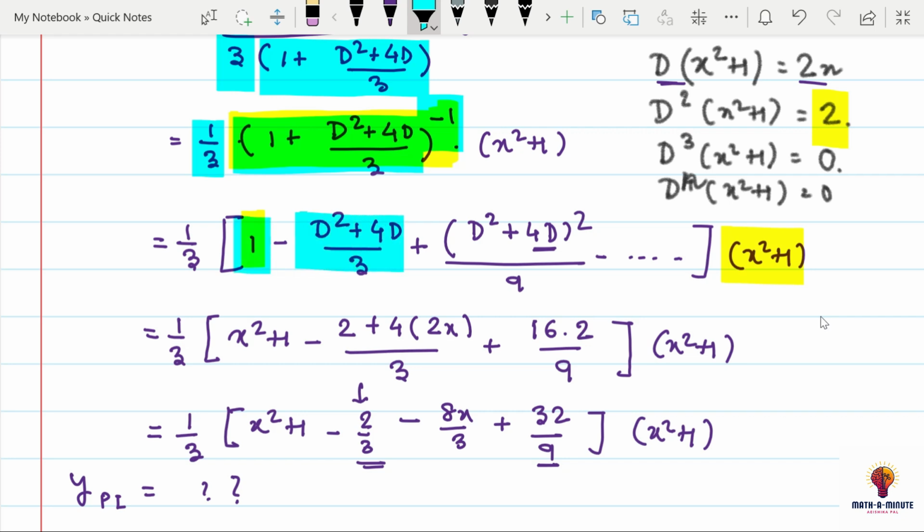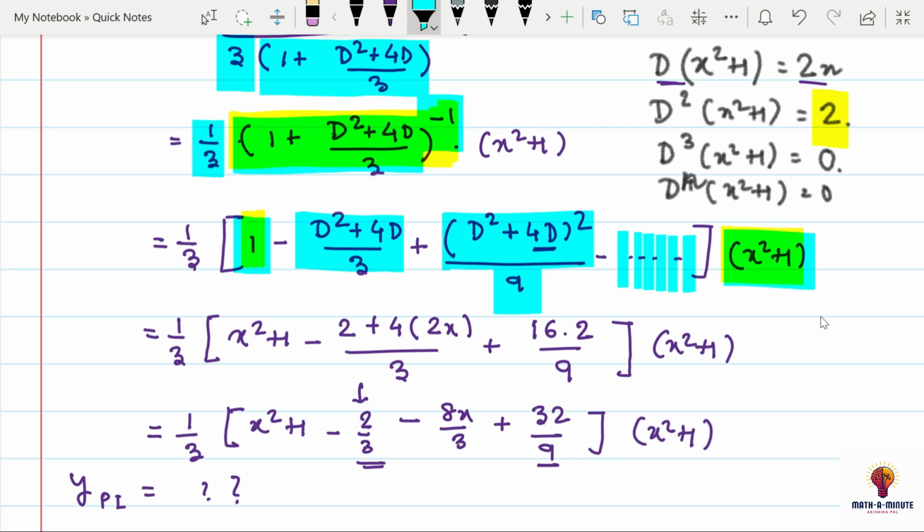Now if we write this in binomial expression, it will be 1 minus x plus x square, where our x is (D square plus 4D)/3. So it will be (D square plus 4D) whole square divided by 9, minus, up to infinity. And the given polynomial function is x square plus 1.